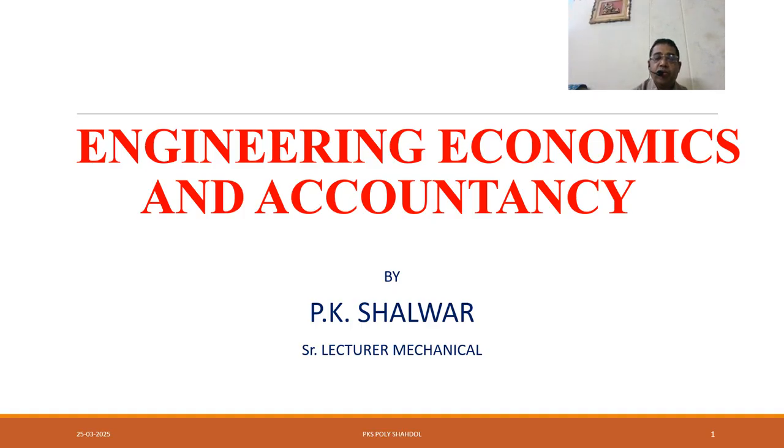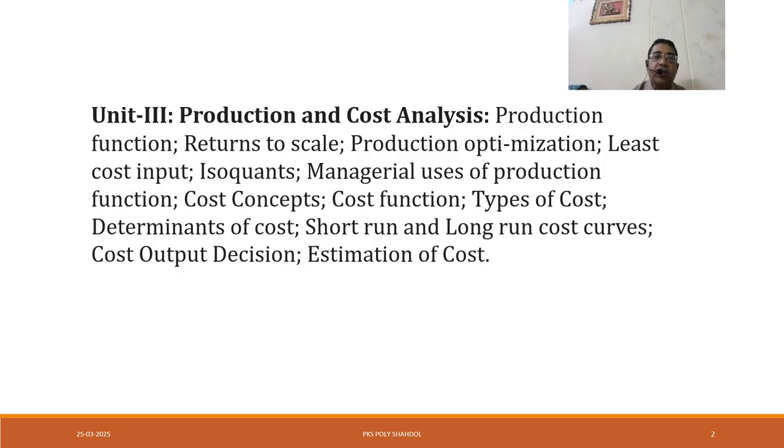Okay, so today we have unit three, which is production and cost analysis. Under this unit, under the heading of production and cost analysis: production function, returns to scale, and production optimization, least cost input, isoquant, managerial uses of production function, cost concept, cost function, and types of cost, determinants of cost, short run and long run cost curves, and cost output decision, estimation of cost.